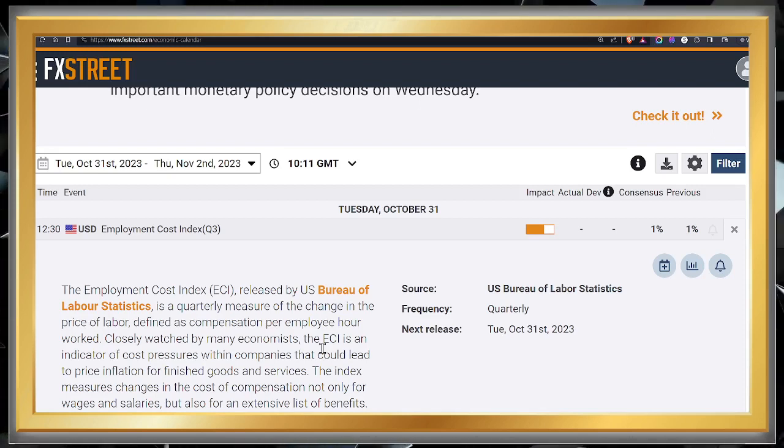And for those of you who don't know, this data is released by the US Bureau of Labor Statistics, and in fact it is a quarterly measure of the change in the price of labor, defined as compensations by employee hour worked. Now, this data here gives us an insight into the labor sector, and it measures changes in the cost of compensations, not only for wages and salary. So we are looking forward to what the actual data is going to be on this one.